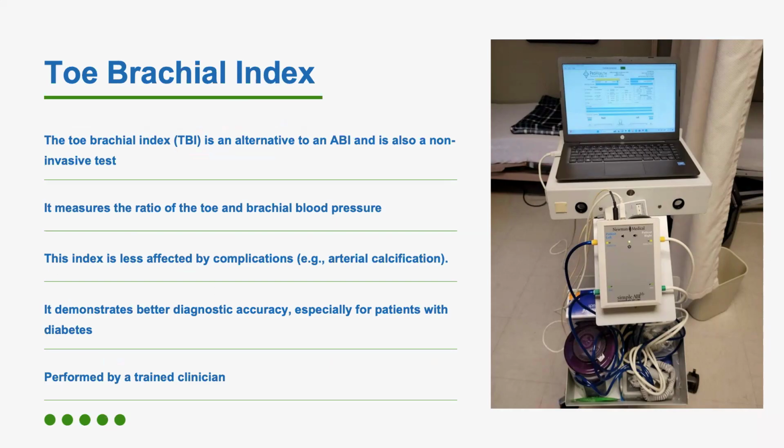The toe brachial index is essentially the toe pressure divided by the brachial pressure, and it's an alternative to the ankle brachial index. Also a non-invasive test. You can see in the picture the machine that the technician utilizes to do these tests, and it shows the ratio of the toe pressure to the brachial pressure. This index is less affected by arterial calcification, and it has a better diagnostic accuracy, especially for diabetics.